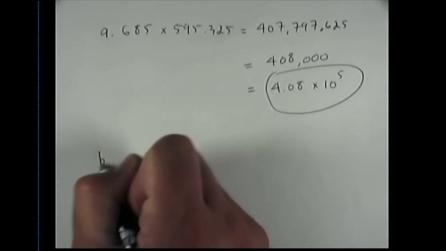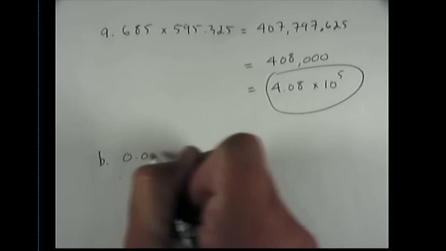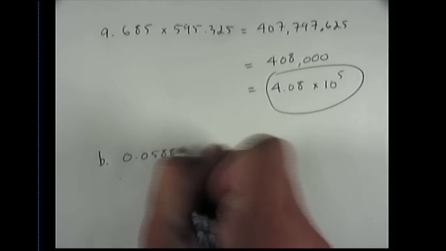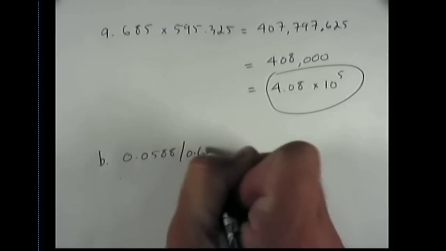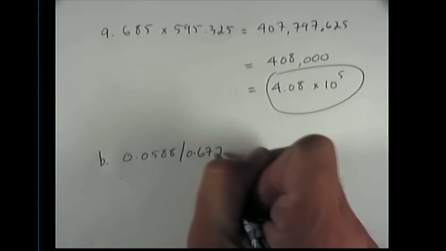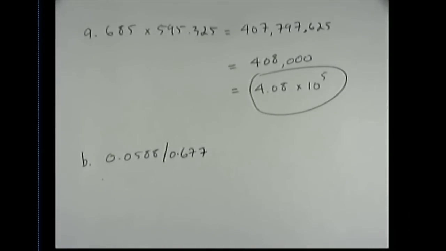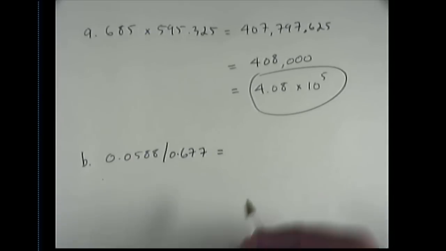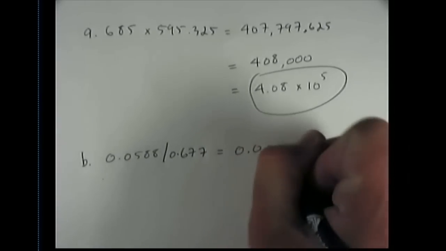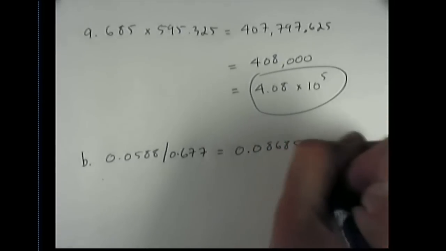Another problem that we gave later on was 0.0588 divided by 0.677. This is a division problem, of course. So once again, the answer has to have the same number of significant figures as the value between these two that had the least number of significant figures. When I throw this into my calculator, I end up getting an answer that looks something like this, 0.08684.